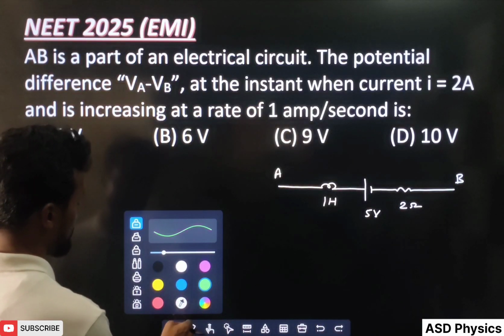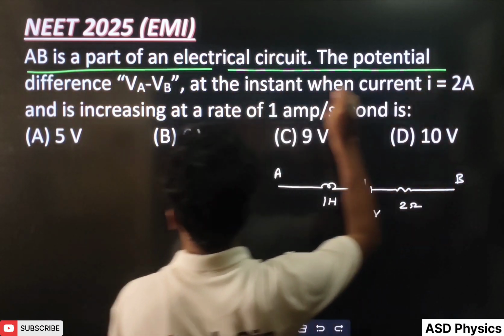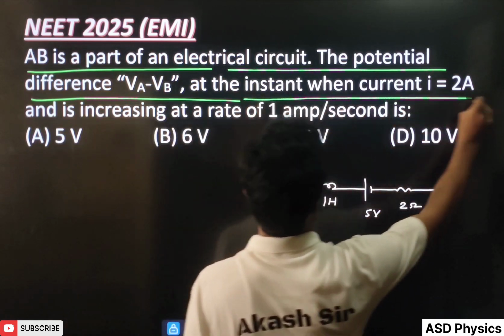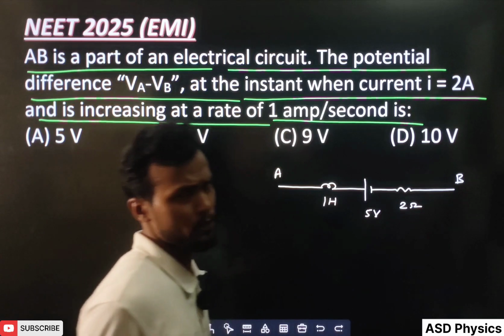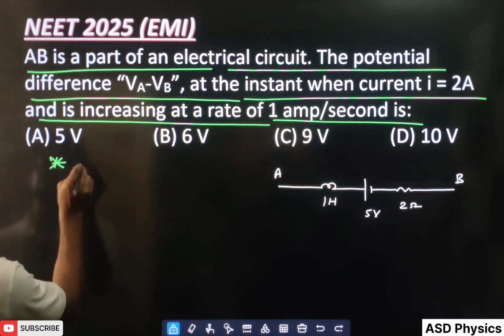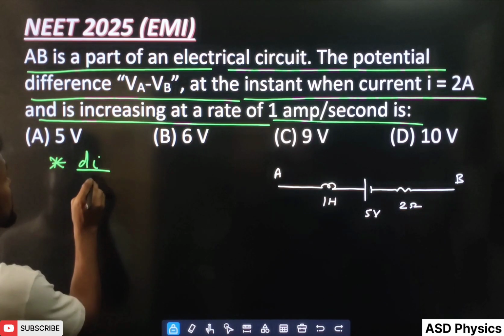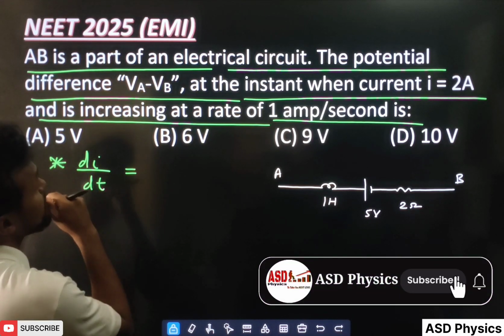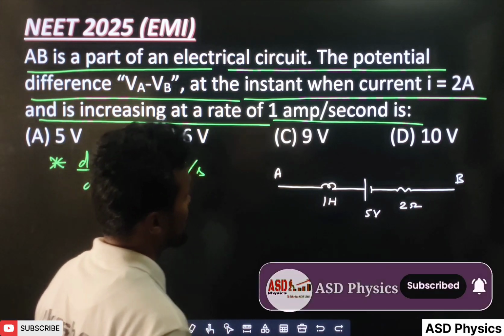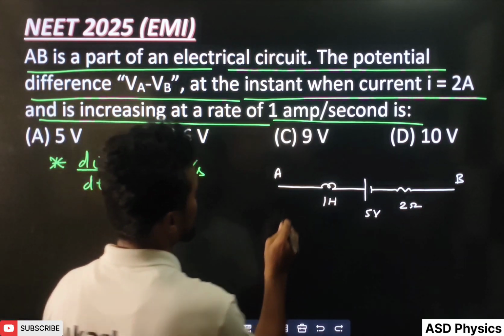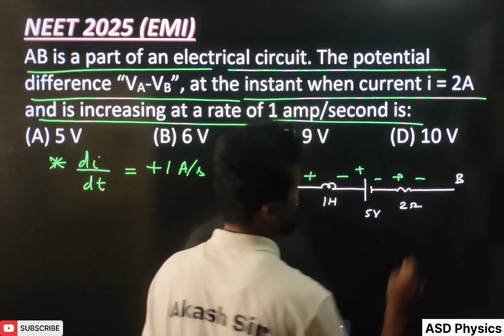Now, students, let's see this question. This is an EMI question. AB is a part of an electric circuit. The potential difference VA minus VB at the instant when current I equal to 2 ampere is increasing at a rate of 1 ampere per second. Here the current is increasing, so di by dt is plus 1 ampere per second. Let's take current flowing in this direction, plus minus battery, and this is plus minus here.